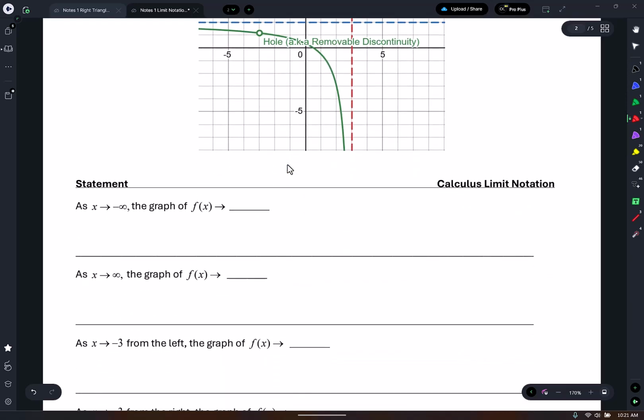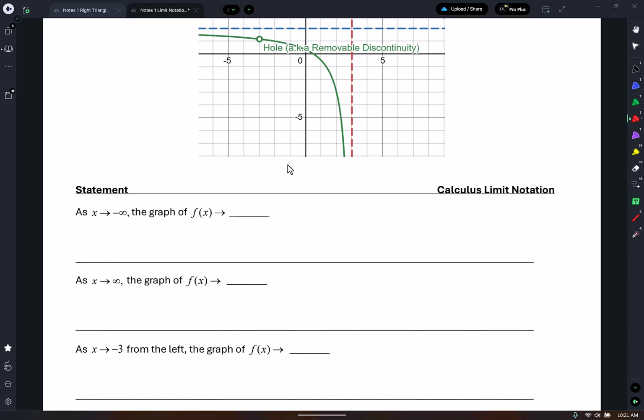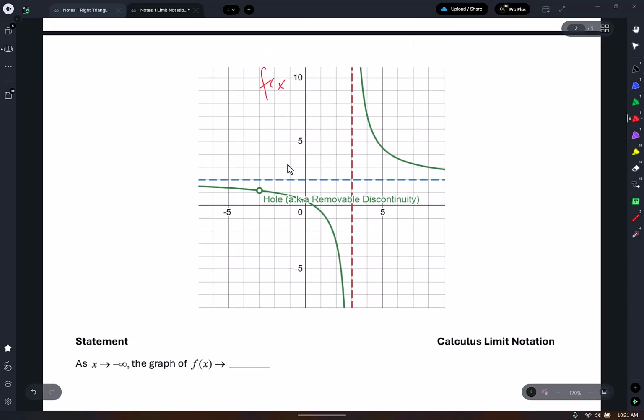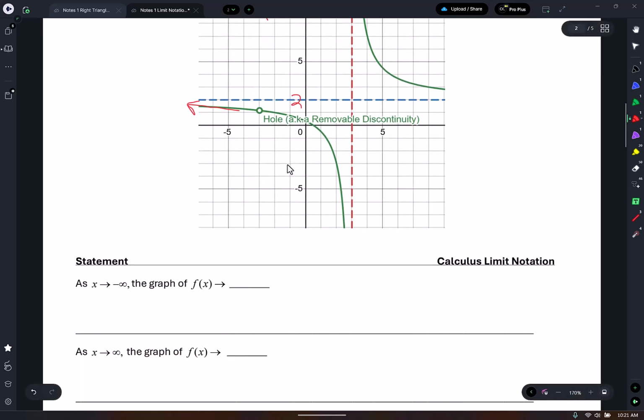So let's see if you guys remember. So it says, here's my statement. As x approaches negative infinity, the graph of f of x. So this is f of x. As x approaches negative infinity, what does it look like that y value is approaching? It's approaching that blue dashed line, 2. So f of x is 2. How do I write that with limit notation? You write limit, lim, as x approaches negative infinity of this function f of x equals 2. There it is. That's it.